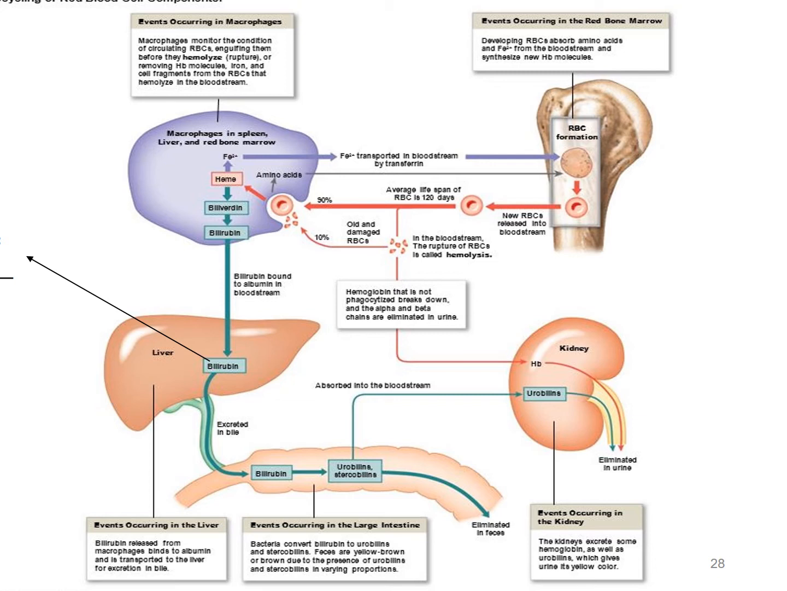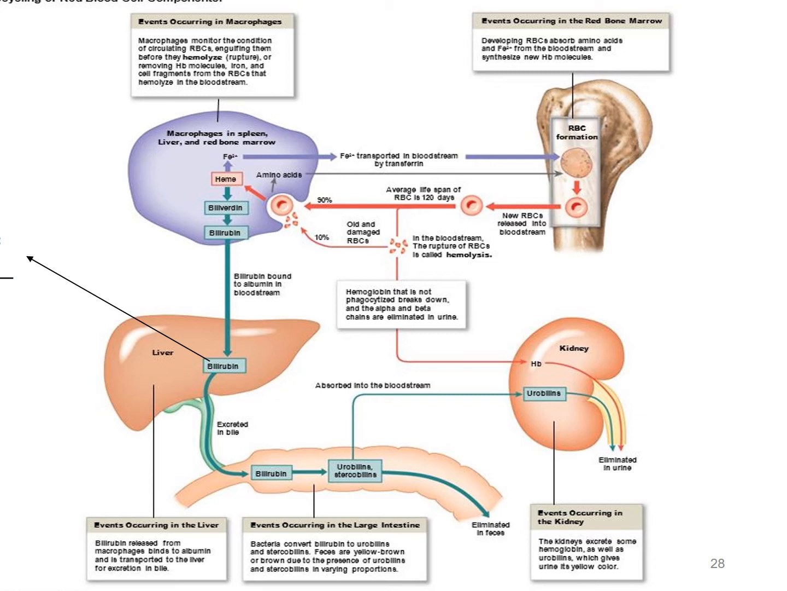So a macrophage is going to basically eat these red blood cells that are old, or you can see that's about 90%, or 10% would be the damaged red blood cells. So if something in the bloodstream actually ruptures, if the red blood cell ruptures, then the macrophage can go over and eat up that mess. Okay? So once it eats it, then it's going to start breaking that heme unit apart.